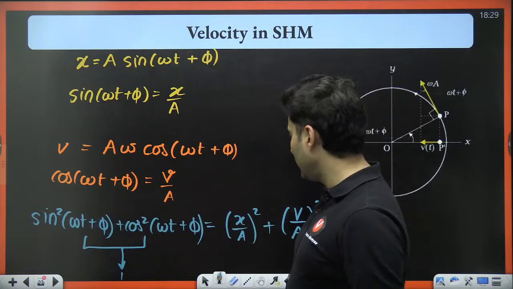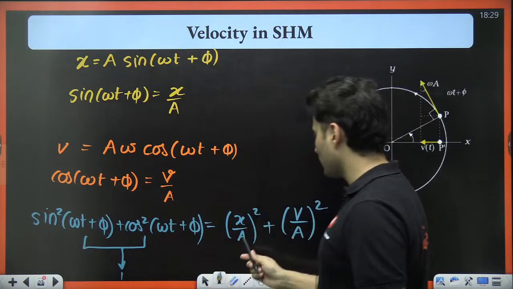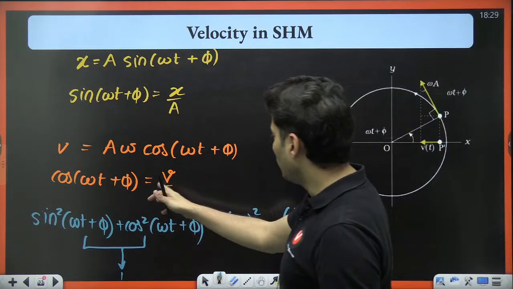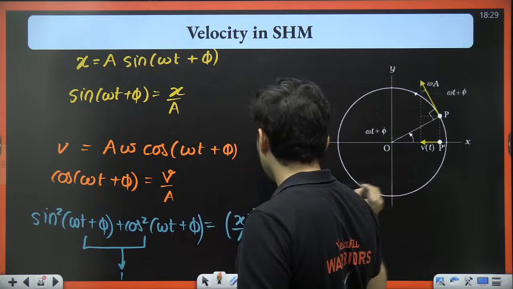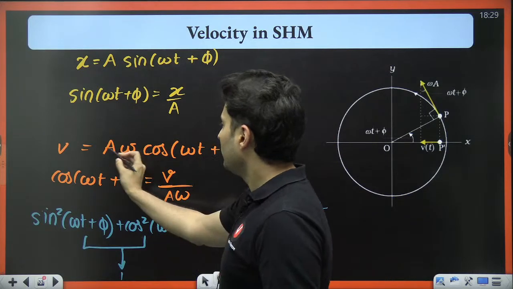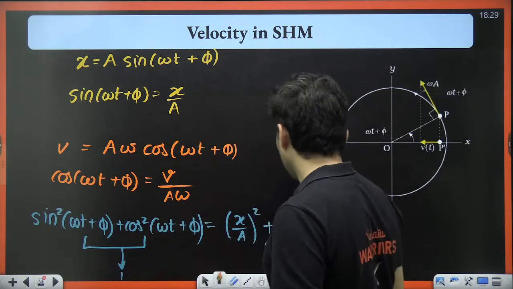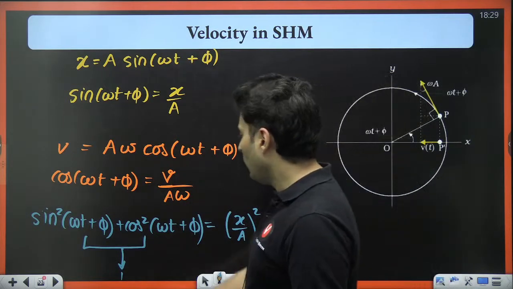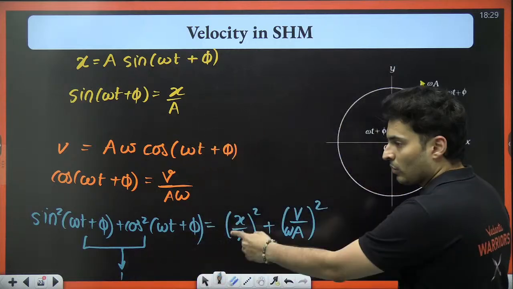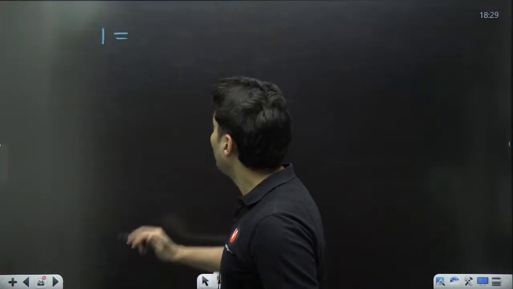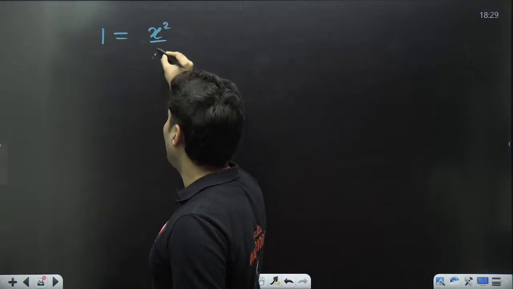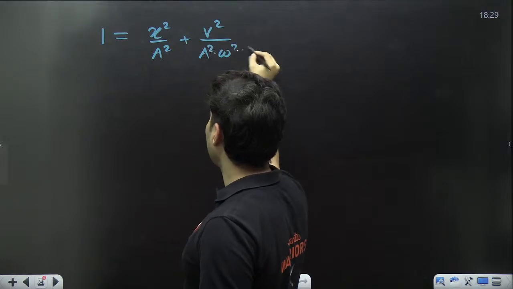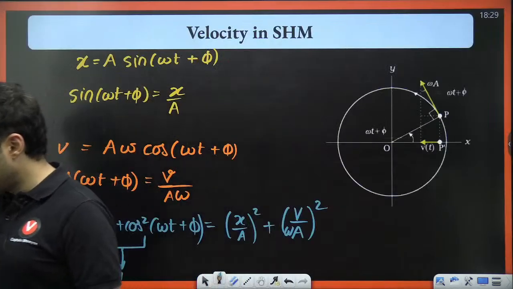That's a standard identity. Here, I'm getting x square by a square and v square by a square, but omega should be there. My bad, I forgot that omega. So sorry, guys. It is v square by a square omega square. So there is omega also over here. So now, on the next slide, observe, this will be x square by a square plus v square by a square omega square, correct? Till this point everything is clear?